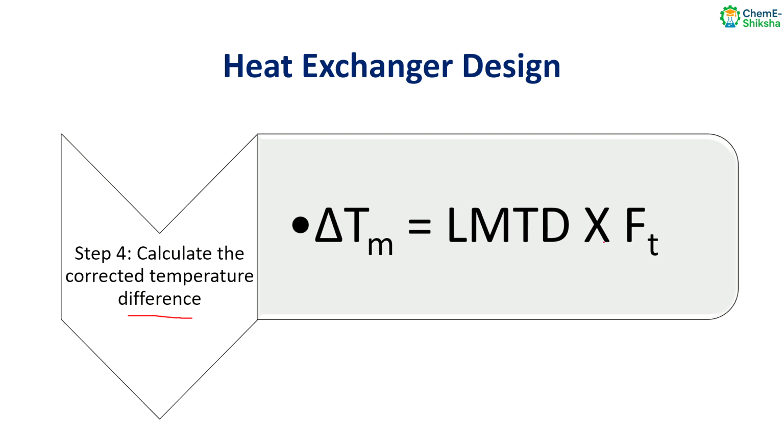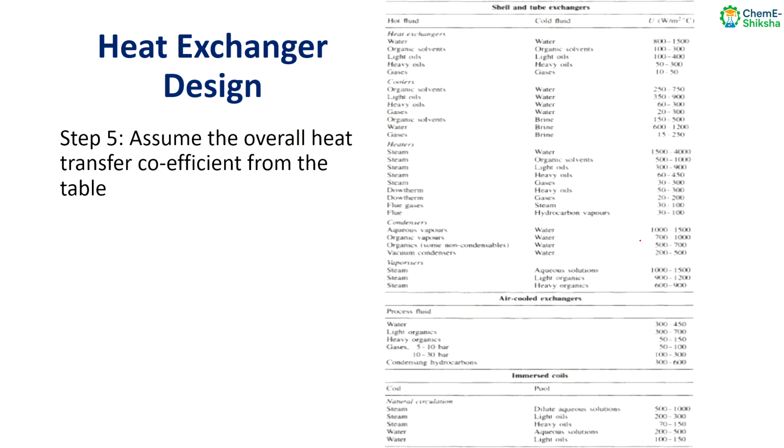If we know the Ft value, or the correction factor, we can calculate the corrected temperature difference delta Tm, that is LMTD into Ft. Now, as we know, Q equals U into A into delta Tm, that is the corrected temperature difference. So we know Q, that is the heat duty of the heat exchanger.